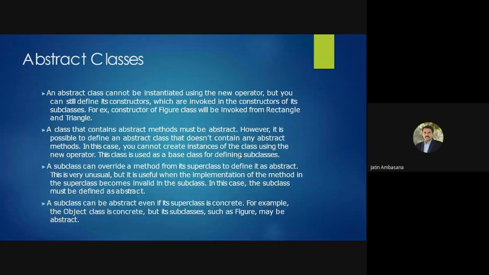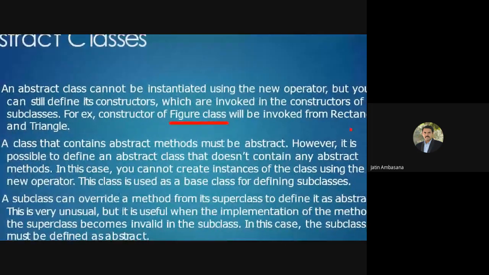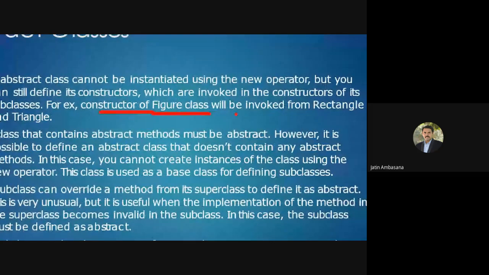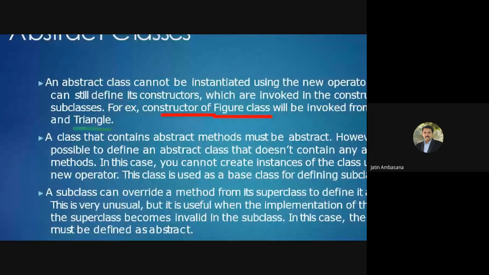So see, the abstract class cannot be instantiated using the new operator, but you can still define its constructors, which are invoked by the constructors of its subclasses. For example, we make a class called Figure, whose constructor can be invoked from subclasses like Rectangle or Triangle or Circle.